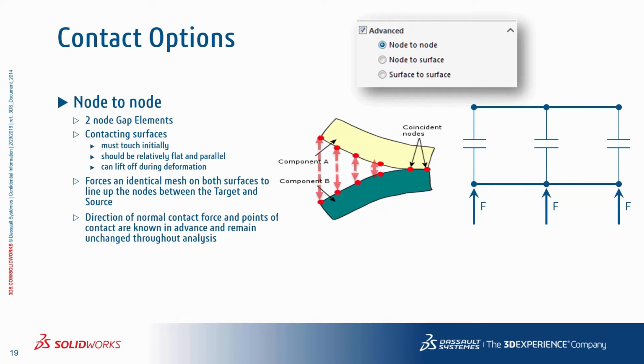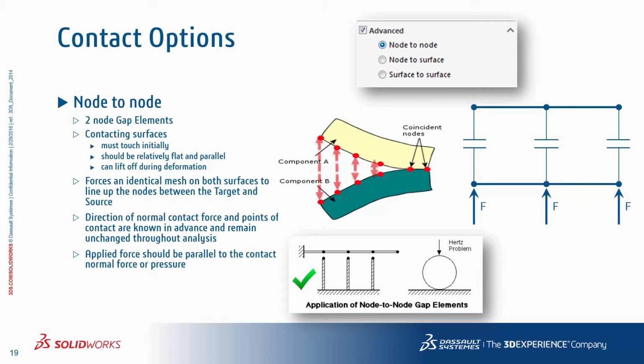The problem with this is the direction of the normal contact force and the points of contact are known in advance and remain unchanged throughout the analysis. So there is a one-to-one correspondence between the node on one face and the node on the corresponding other face. In order to have that one-to-one correspondence, the program ends up forcing an identical mesh on both the geometric entities.